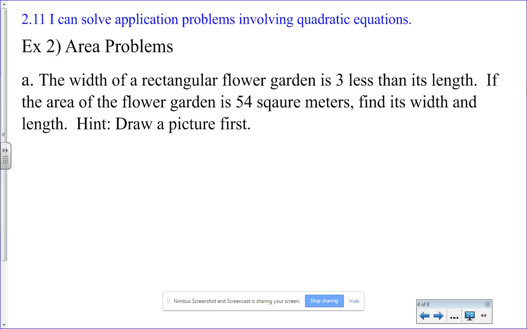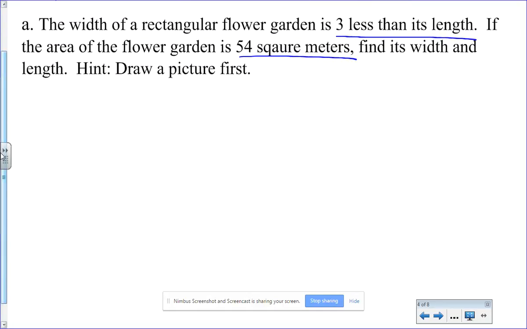The width of a rectangular flower garden is 3 less than its length. If the area of the flower garden is 54 square meters, find its width and length. Okay. Draw a picture first. It helps. So here's my rectangular garden. It tells me the width is 3 less than the length. So if my length is L, my width would be 3 less than that. So I'm going to subtract 3. Okay. So there's my diagram.